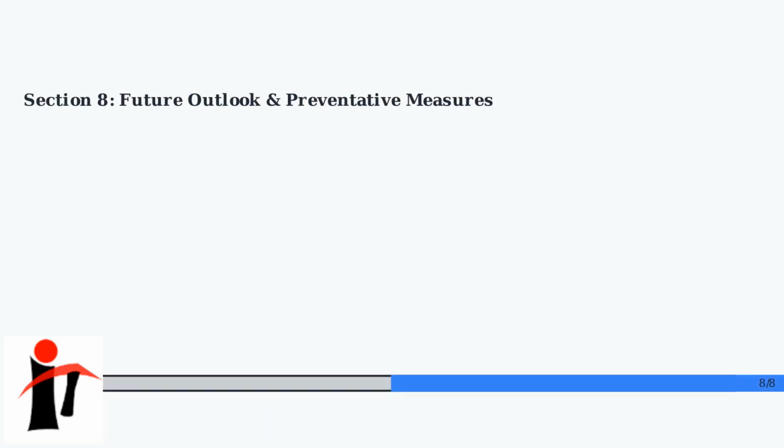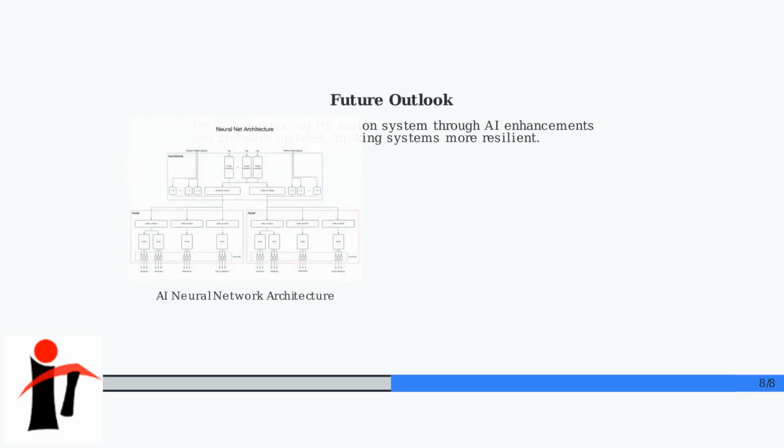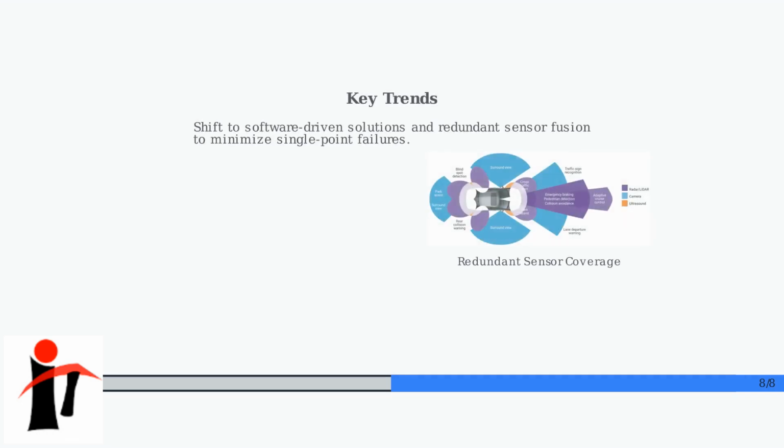Looking ahead, Tesla continues to enhance its camera systems through ongoing software updates and AI improvements, significantly reducing vision-related issues over time. The neural network architecture, with its backbone for image processing and head for decision-making outputs, demonstrates how AI makes the system more intelligent and adaptable. Current trends emphasize software-driven fixes and combining multiple sensors like cameras, radar, and ultrasound for redundant coverage, preventing single-point failures.